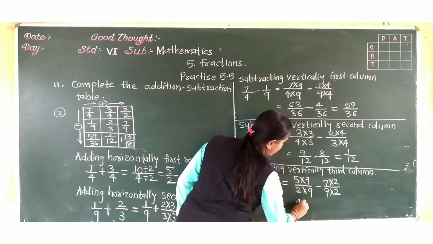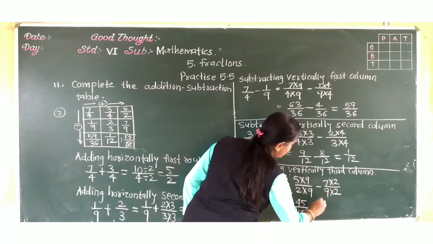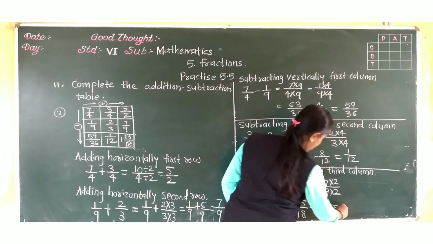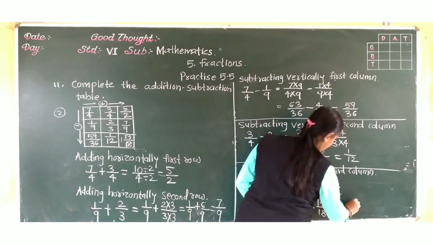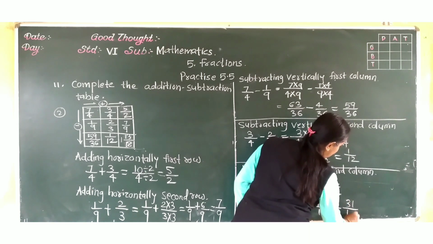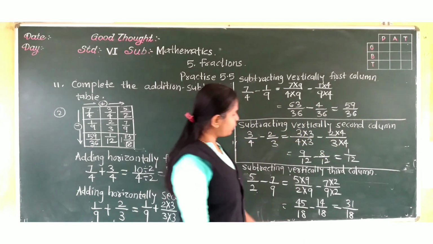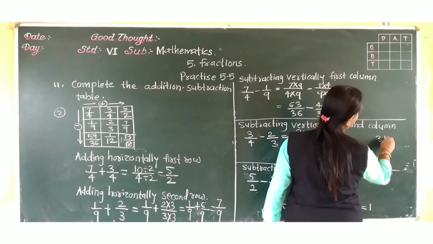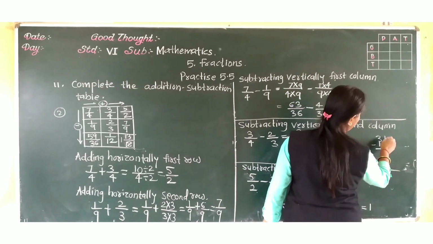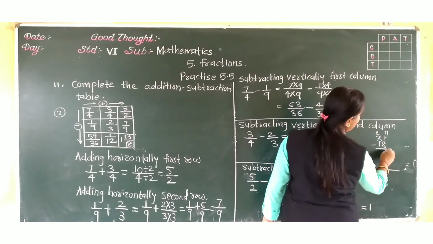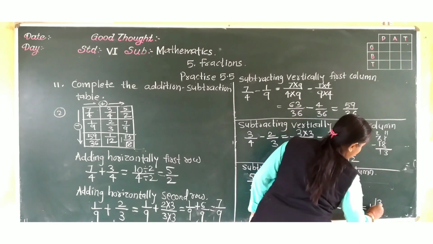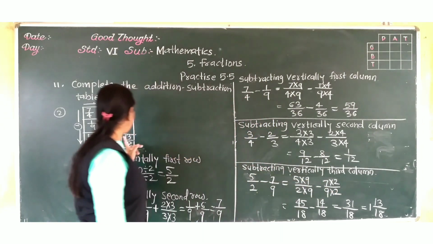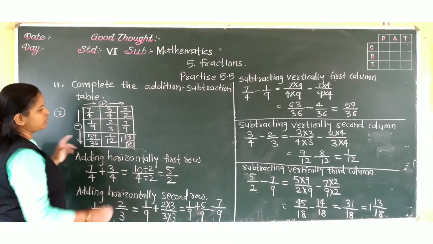5 9s are 45 upon 18 minus 14 upon 18. So 5 minus 4 is 1 and 31 minus 18, so what will be the answer? 18 upon 18. Now 31 minus 18 is 13. 11 minus 8 is 3, and 1 is 13 upon 18. So this is the answer, 1 and 13 upon 18.